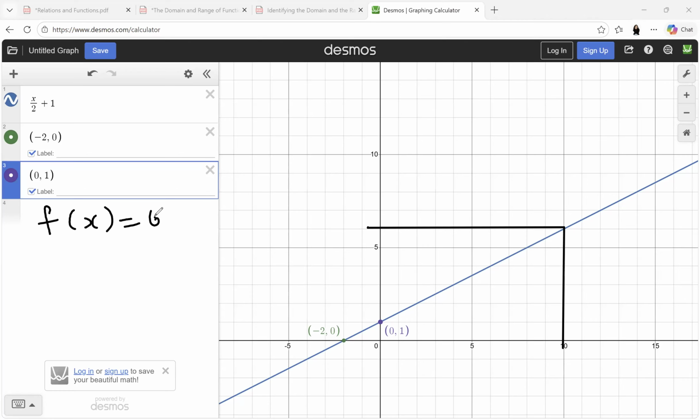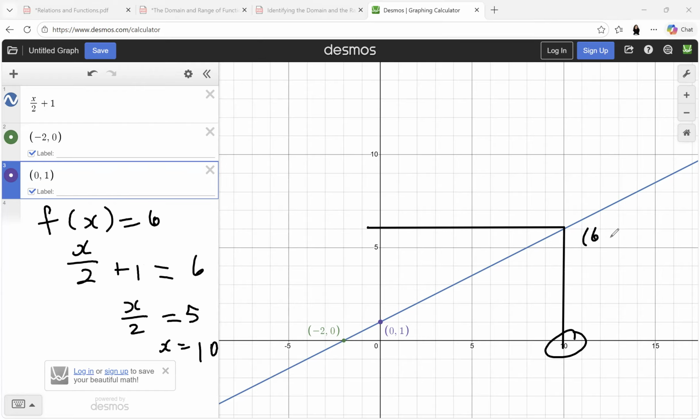So therefore x over 2 plus 1 is equal to 6. So x over 2 is equal to 5, and so x is equal to 5 times 2, which is 10. See? So the coordinates of the point are 10, 6.